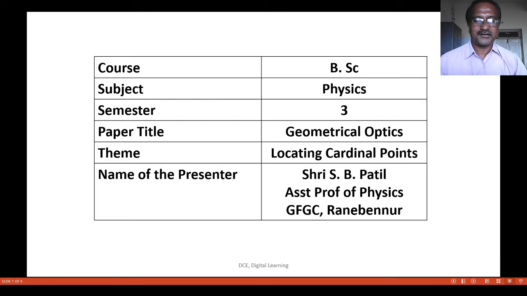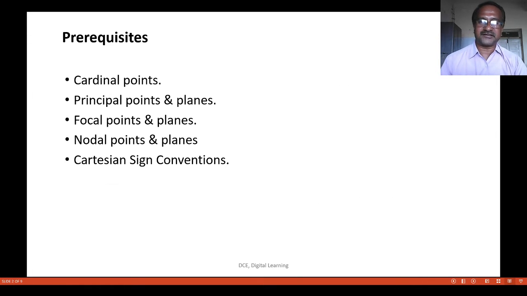Dear friends, today let us look into more about cardinal points, that is, locating the cardinal points in an optical system. And this is what we have come across in the previous session regarding cardinal points, principal points and planes, focal points and planes, and nodal points and planes, and also about the Cartesian sign conventions.